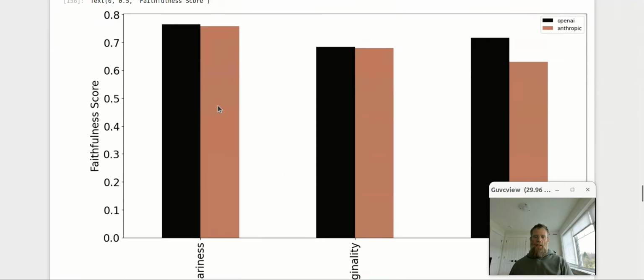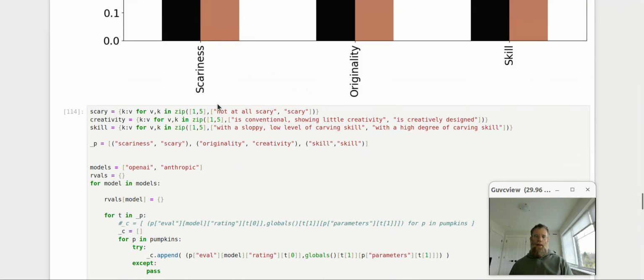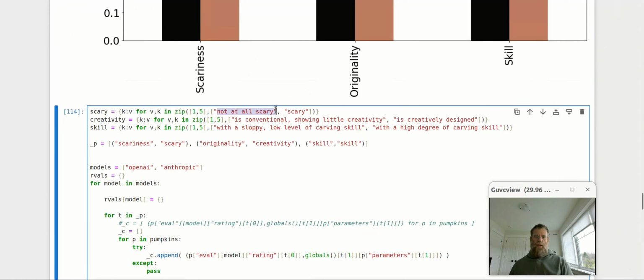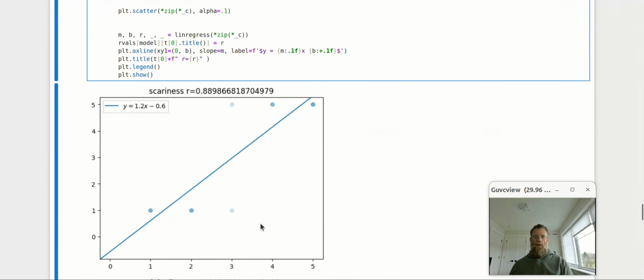And then the other way that we can assess them is by comparing the ground truth, or what we used to generate. So was it not at all scary? Was it scary? Was it conventional? Or was it creative? We can assign labels to those, and we can see how those scores compare with the score that was actually given. We can look at the ground truth label, either a 1 or a 5, versus the label assigned by the model, and we can see how well they correlate.